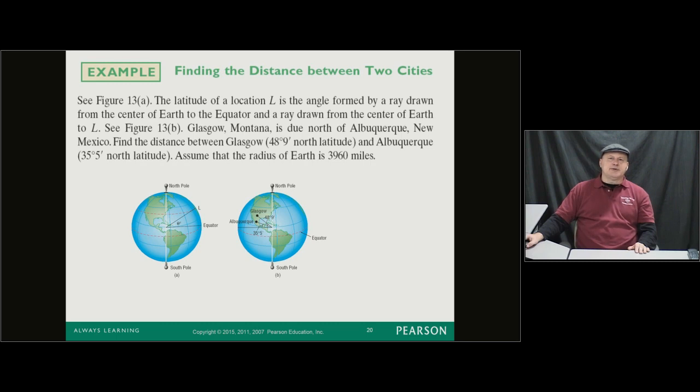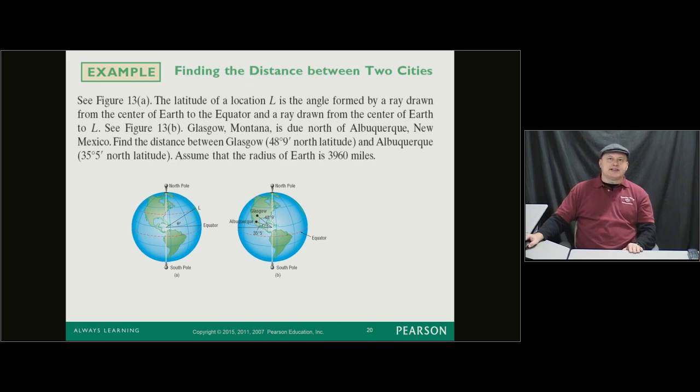So you've got these two cities, one of which is due north of Albuquerque, New Mexico. Find the distance between these two cities. Now, they give you their latitudes. The latitude is basically the angle formed by a radius to the equator and another radius from the center of the earth to that particular city. That's what latitude is.